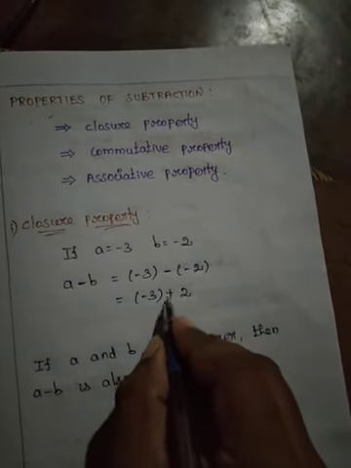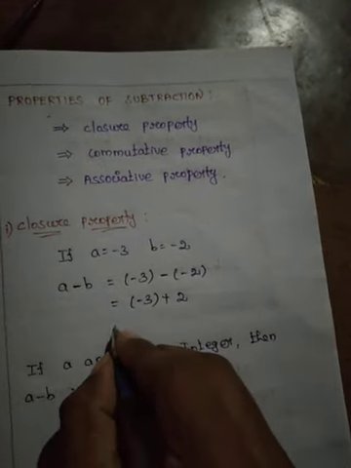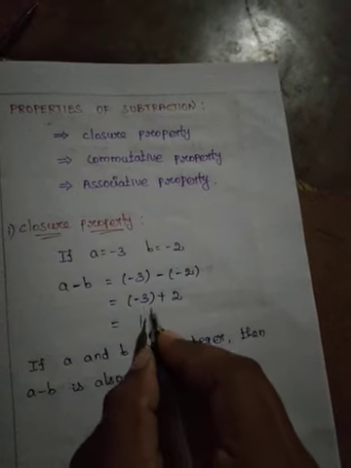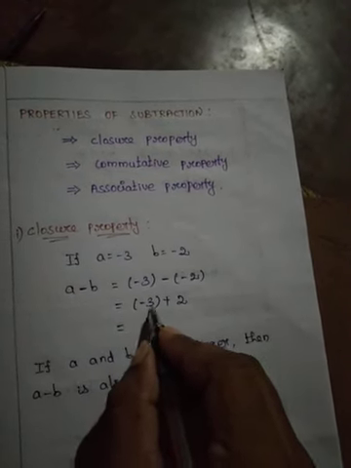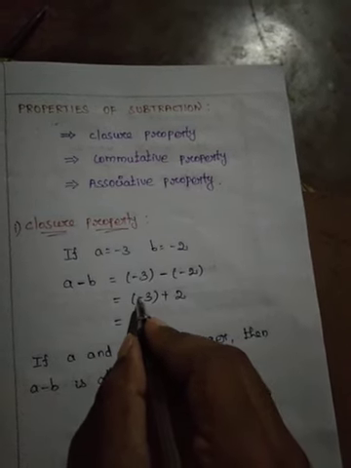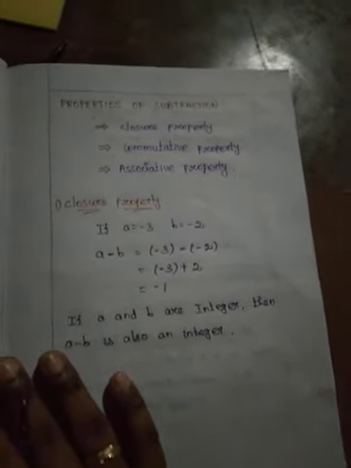See that both are different signs. Different signs mean we have to subtract. So 3 minus 2 is 1. Finally, you write the sign of the biggest number. Which is the biggest number, 3 or 2? Very good. 3 is the biggest number. What is the sign? Minus. So minus 1. Do you understand?